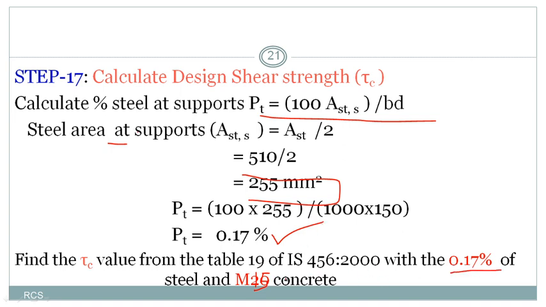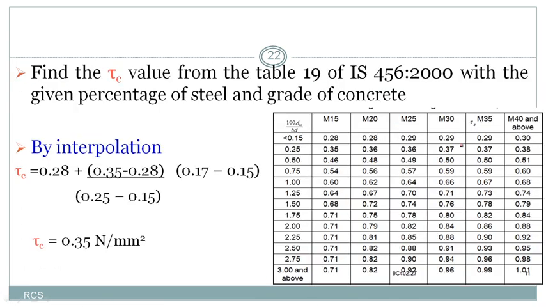For 0.17 percentage of steel and M15 grade of concrete, which we are using in this problem, I have to calculate what tau C is. By interpolation, we can calculate tau C as 0.35. Here, our value falls between this value and this value. In between that we have our tau C value, so 0.35 is in between 0.25 and 0.35.